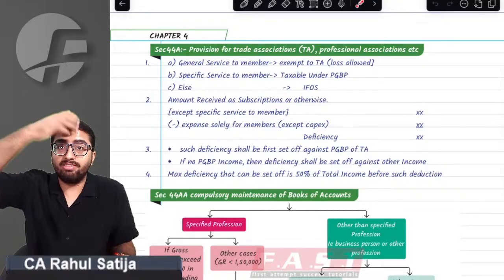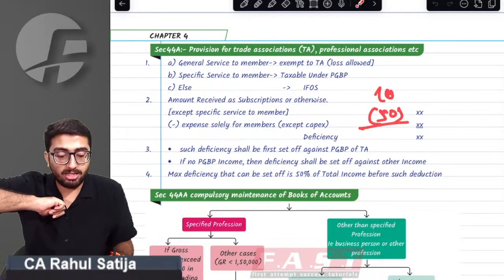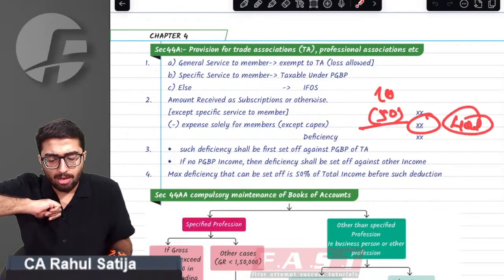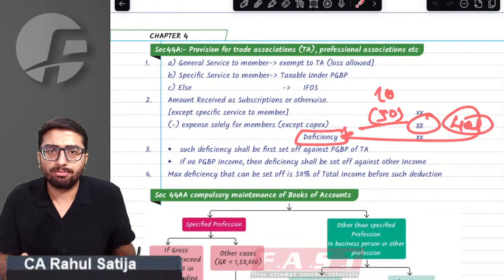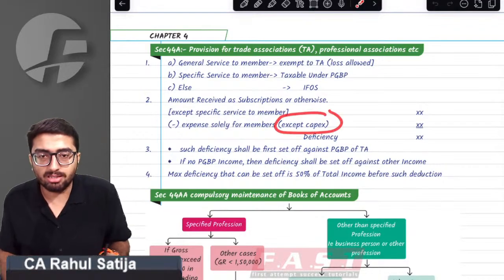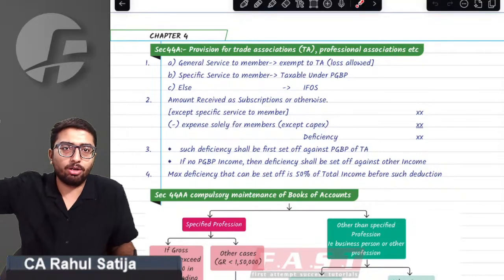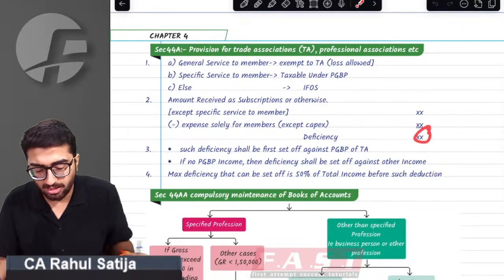For example, they received 10 lakh rupees in subscription and spent 50 lakh rupees. In that case, they incurred a 40 lakh rupees loss. The provision says it is called deficiency. Whenever you are spending any sum on the members, never include capex. Whatever capital expenditure you do for their benefit, do not include that in expenditure. Got this point? This will give us the deficiency.